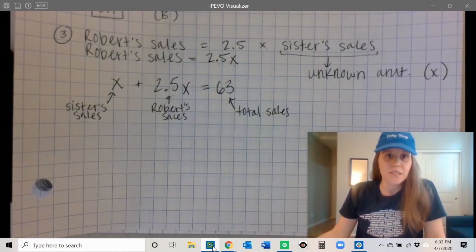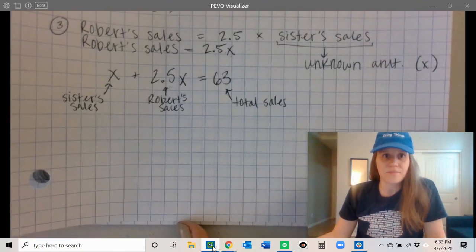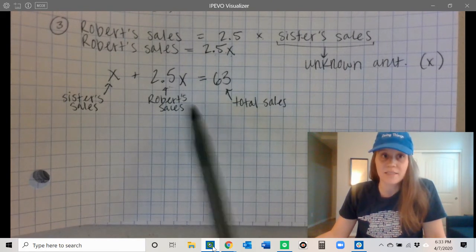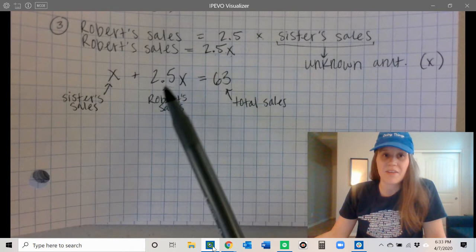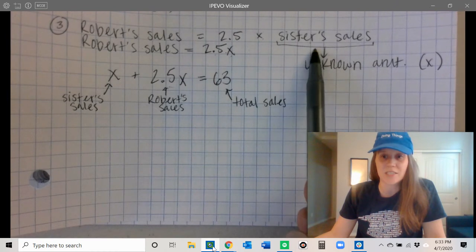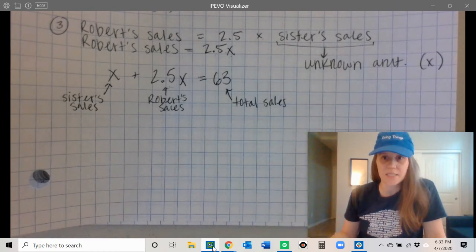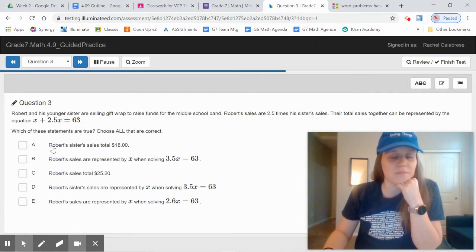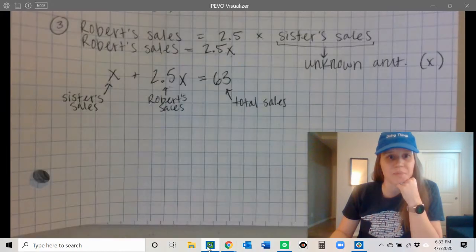All right, so should we try to figure out what each of these people sold? If I have an equation, I can solve it to find the value of x. So if I solve this equation, I can find the value of x. I can find what sister's sales are. Then I can find what Robert's sales are. I'm just going to check the question and make sure I need to do that. So let's look back at these answer choices. Yeah, I need to know if Robert's sister's sales total 18. I need to know if Robert's sales are represented with this equation, what Robert's sales are. Yeah, I'm going to have to solve and figure out what x is. That's what sister's sales were. Okay, so let's do that.